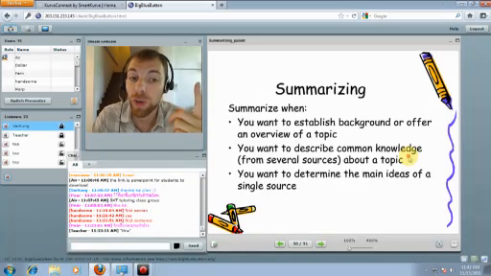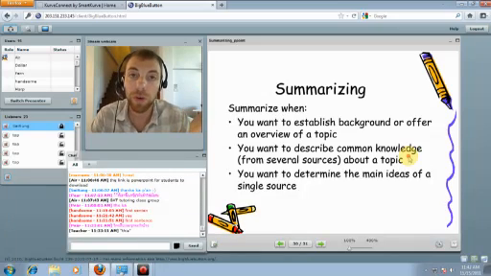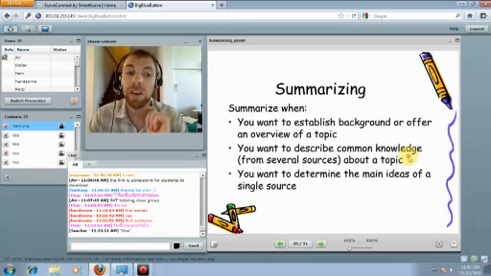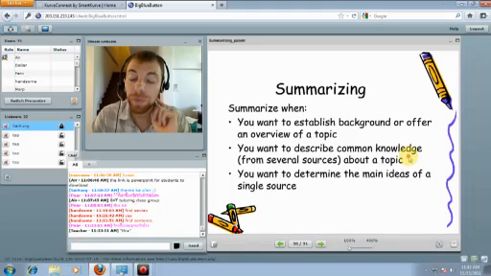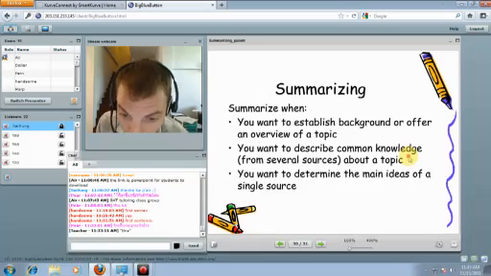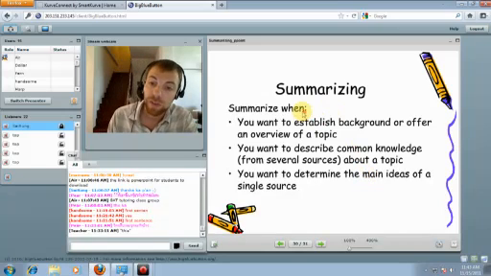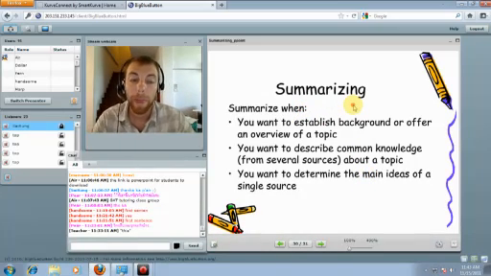I'm telling you why trees are important, who they are important for, and what they do. And I'm telling something that most people know. People know that trees are good and they make air. So it's giving some information that people know, but also you can use your quotations and your paraphrasing to give them new information. And you want to determine the main ideas of a single source. So summarizing is really about the main idea and making it short, making it easy to understand.